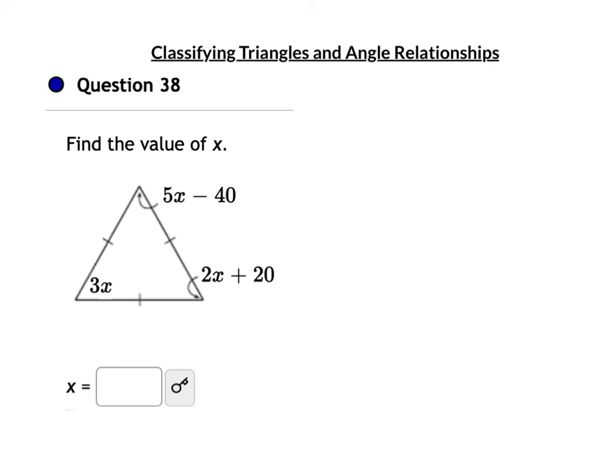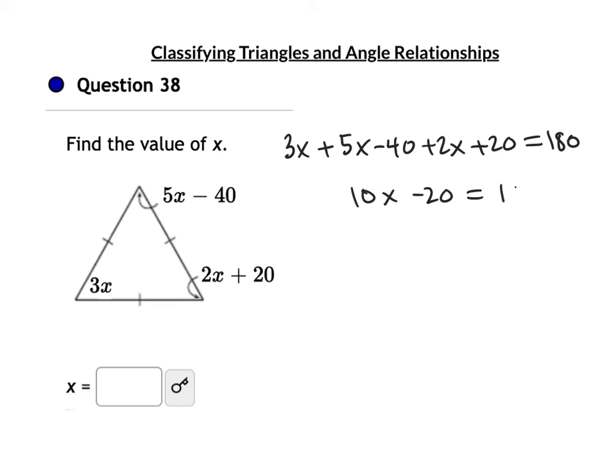Here's an equilateral triangle, which is also equiangular, which is what you've got to know here. That means that 3x, 5x minus 40, and 2x plus 20 all equals 180. So that is 10x minus 20 equals 180, which is 10x equals 200. Add 20 to both sides. Divide by 10, and x equals 20.